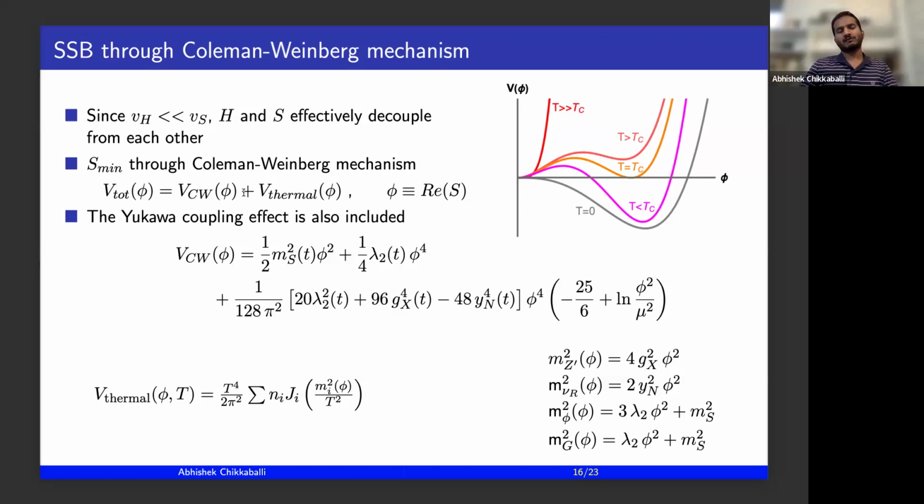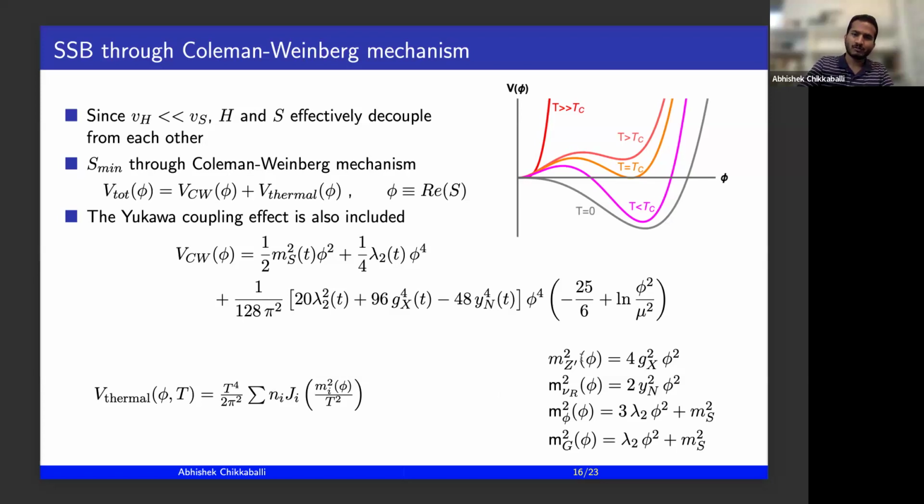Here, this is the effective potential, which includes the Coleman-Weinberg potential, and this one is from the thermal potential. The Coleman-Weinberg potential includes our tree-level potential and also the contribution coming from the quantum fluctuations of the field. Here, this is the contribution coming from the gauge field, and this is from the fermionic-like fields. And note that the contribution from the fermionic fields is in the opposite direction compared to the scalar or the gauge fields.